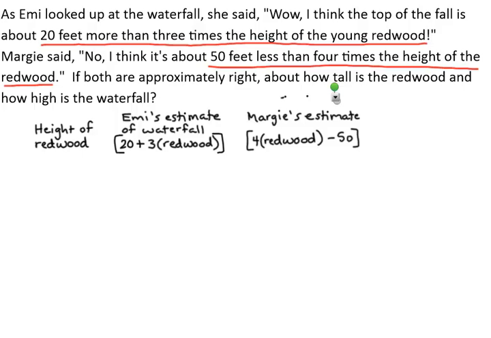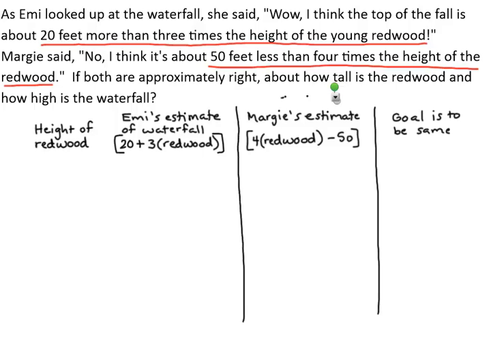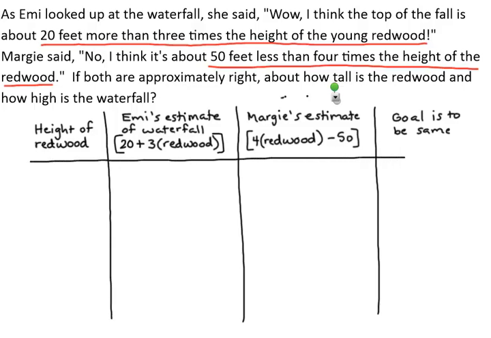And then I'm going to have a column for what I call the goal. The goal is to be the same. Alright, so there's my table. The more you write down, the easier it is to follow your line of thinking.